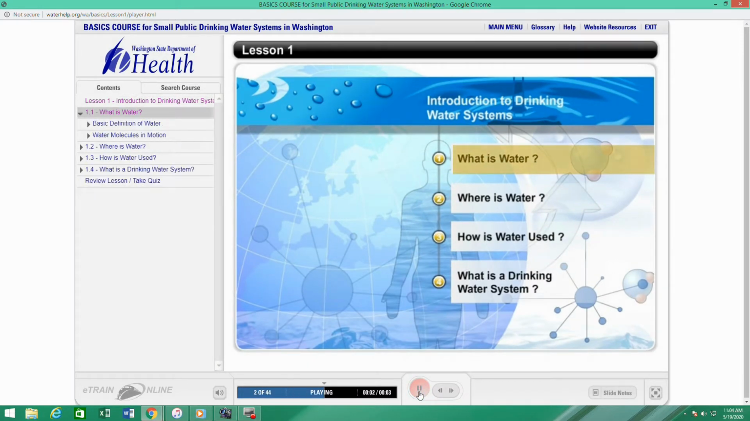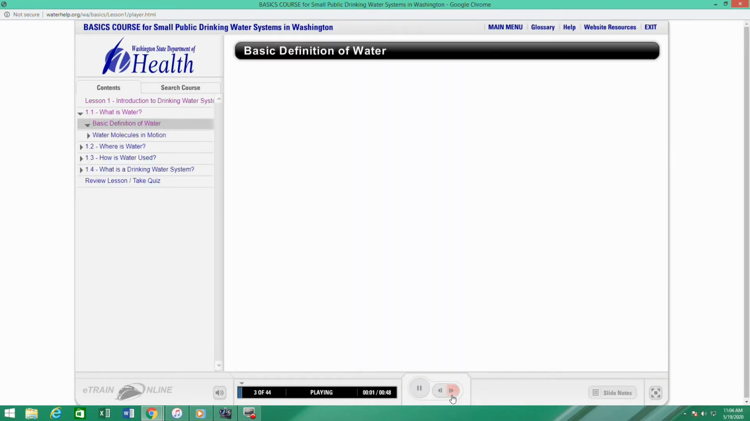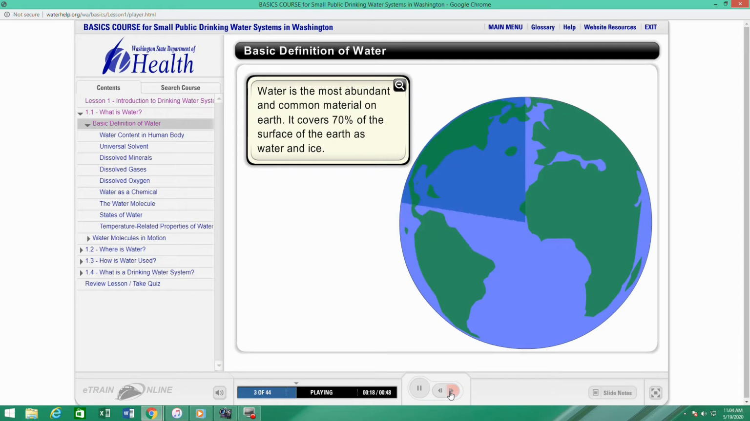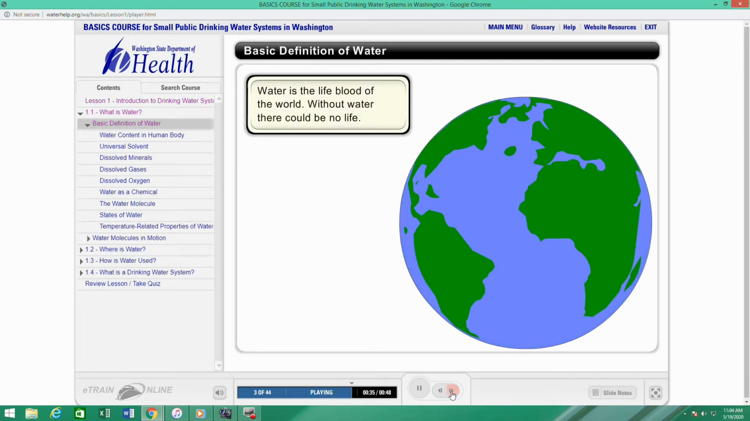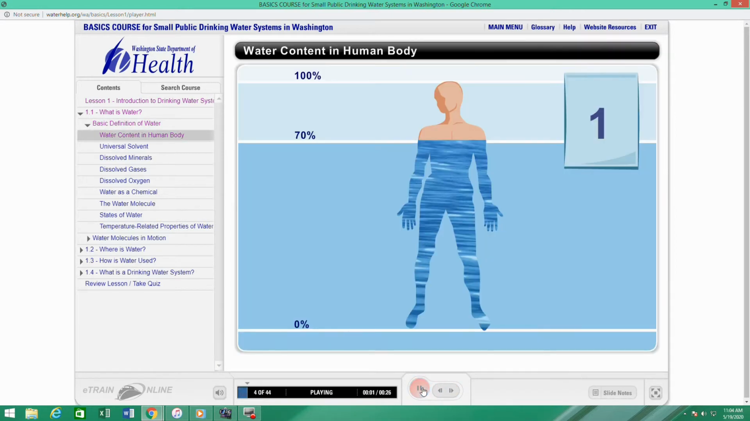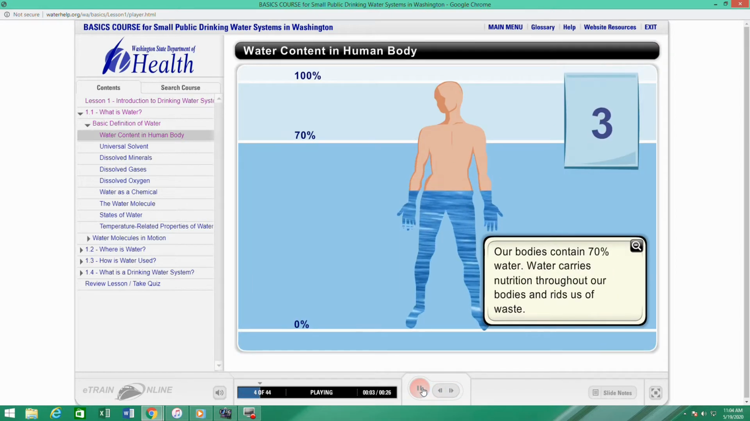Section 1.1, What is water? Our bodies contain 70% water. Water carries nutrition throughout our bodies and rids us of waste.